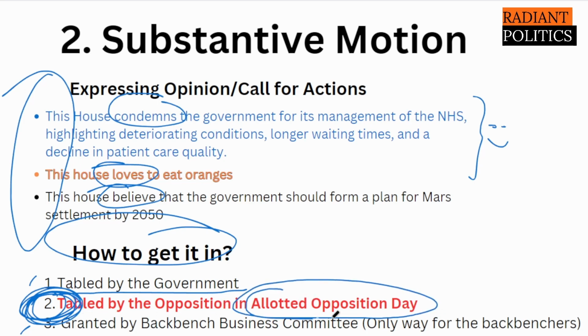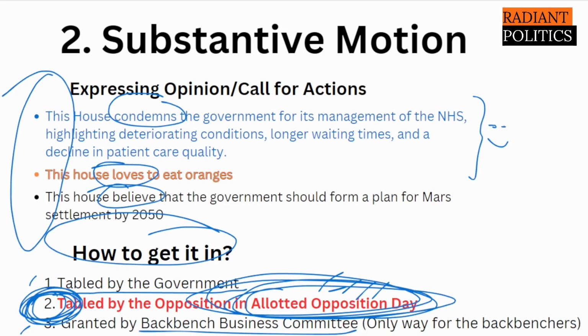allotted opposition day. We are going to talk about opposition day imminently, so rest assured if you don't quite get it yet. It is usually moved by opposition front bench, but sometimes it is moved by a backbencher, but most of the time it is in the name of the opposition front bench. Finally, backbencher MPs can bring a substantive motion to the House with the permission of the Backbench Business Committee. We are not going to talk about it now.